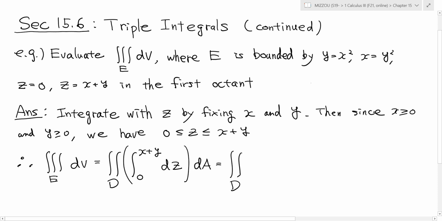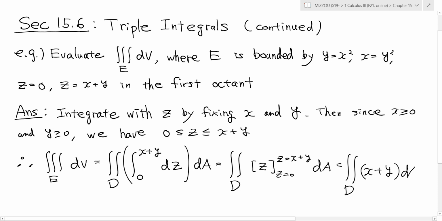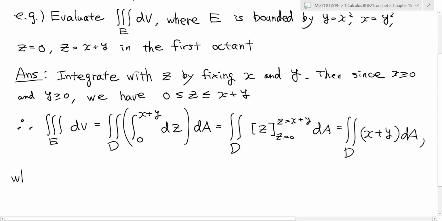And then we have D, and then z is, so if you integrate 1, you get z, and then z is from 0 to x plus y, and then dA, and this is the double integral of 0 to x plus y dA. And then now we have to figure out what D is.